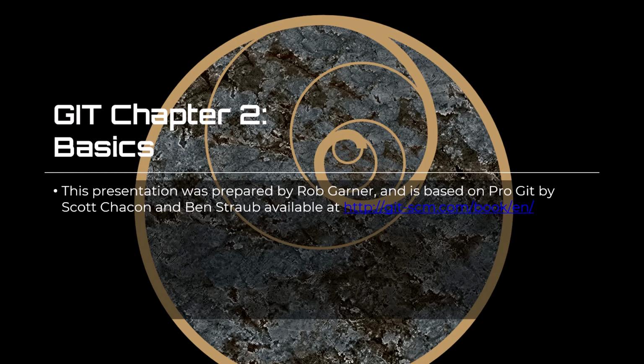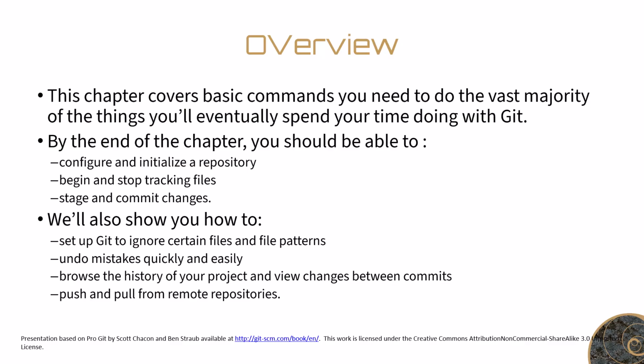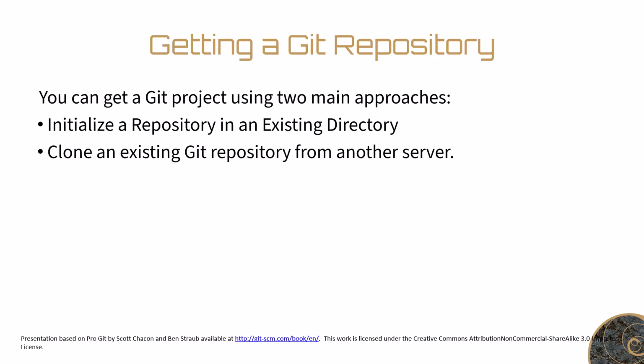I'm a software development instructor, and today I'm going to go over the basics of Git following Chapter 2 of ProGit by Scott Chacon and Ben Straub. This chapter in the book covers basic commands that you need to do the majority of things you'll need to do in Git. There are two approaches to getting a Git repo. You can either initialize a repository in an existing directory or clone an existing Git repo from another server. So we're going to try both.